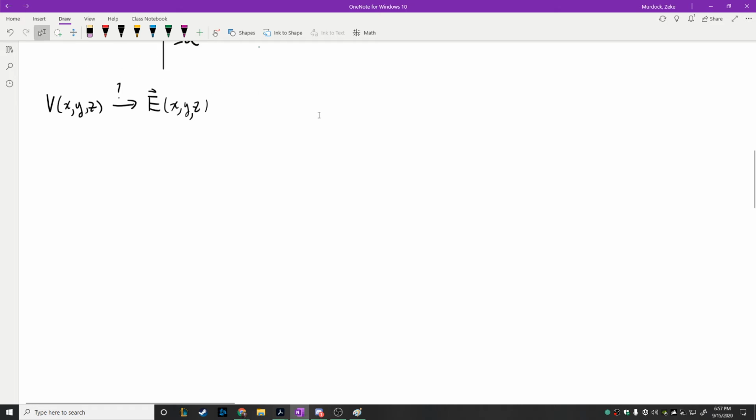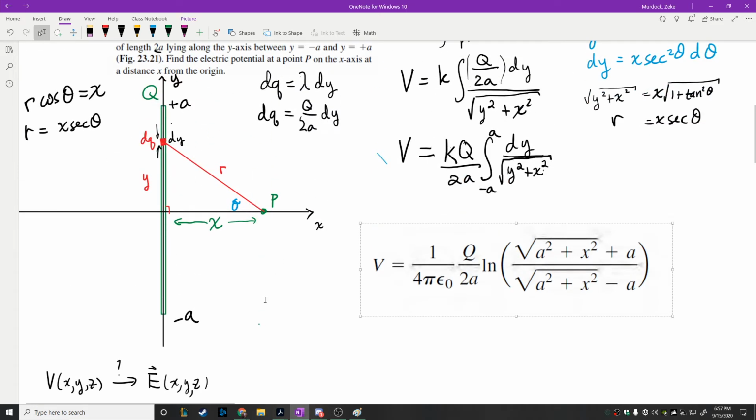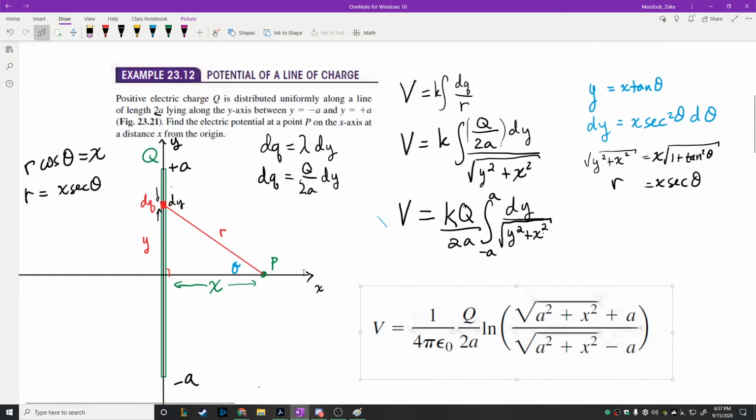Can I show the answer one more time? Sure, that's it right there. It's in your textbook too. 23.12 is the problem. But there it is. Natural log of the square root of a squared plus x squared plus a, and the denominator is the same, but with a minus sign. Sure, no problem.